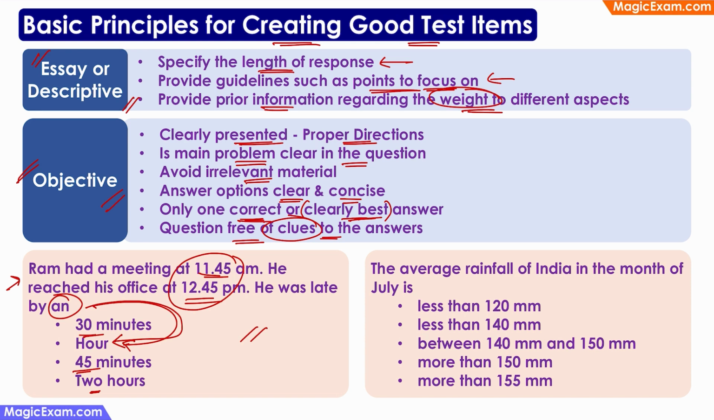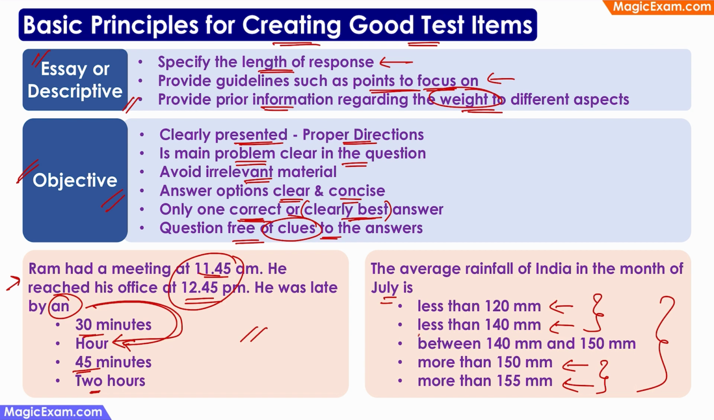Similarly, if you look at this, the average rainfall of India in the month of July is what? So I give students a table and ask them to identify which of these answers is correct. Now, if a student says that the average rainfall is less than 120 mm, it automatically means that it is less than 140 mm. So both of these answers are logically correct. Similarly, if I say it is more than 155 mm, it also means that it is more than 150 mm. Which means that both of these are also logically correct. So this question has more than one possible correct answer, right?